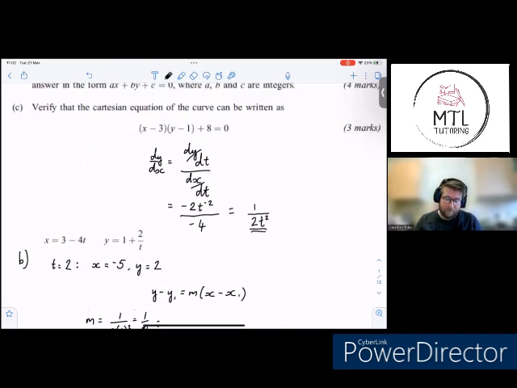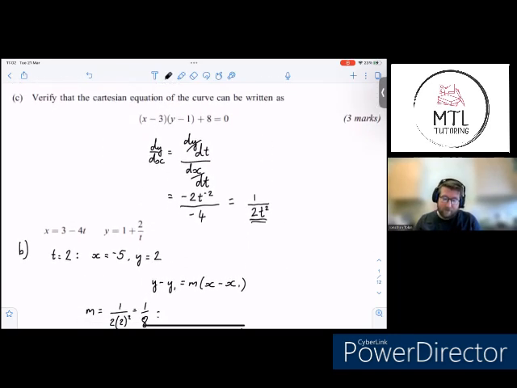Part C. Verify that the Cartesian equation of the curve can be written like that. Now, normally when we're trying to find the Cartesian equation, we make t the subject and eliminate t. The choice of word here, though, means we should pause briefly and think if there's an easier way to approach it. So when they say verify, it's kind of a weaker statement than prove.